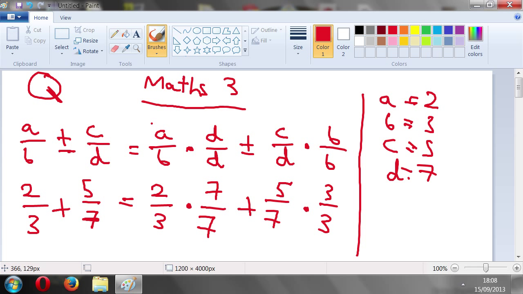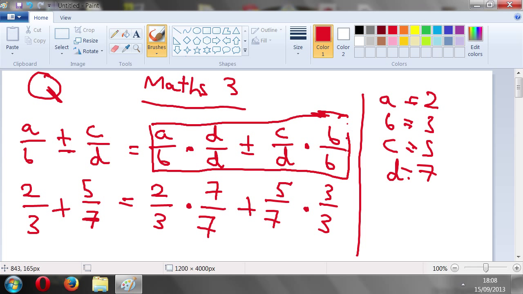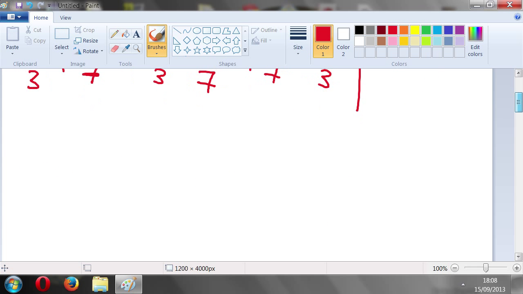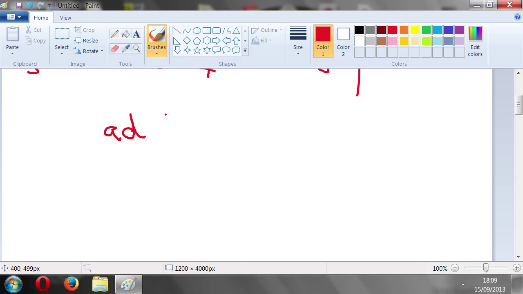Now if we look at this here, you need to think, what can this be reduced down to? And the answer to that is the following: AD plus or minus BC over BD.